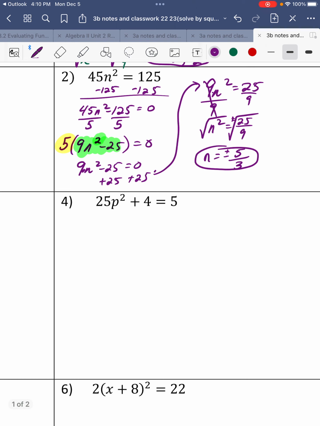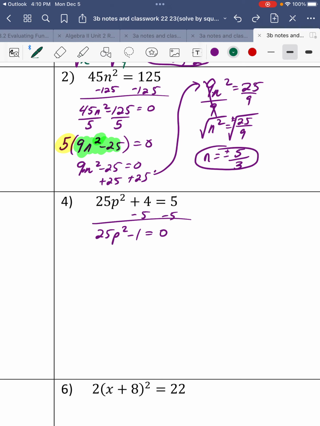Number 4, I'm going to subtract 5 first to see if there's a greatest common factor, and to also see if there is only one variable, and there is only one variable in the problem. So we are going to continue to solve.